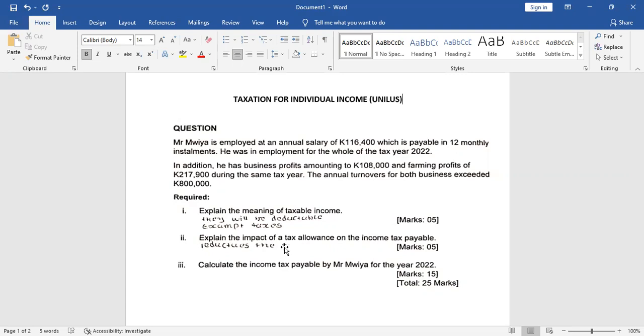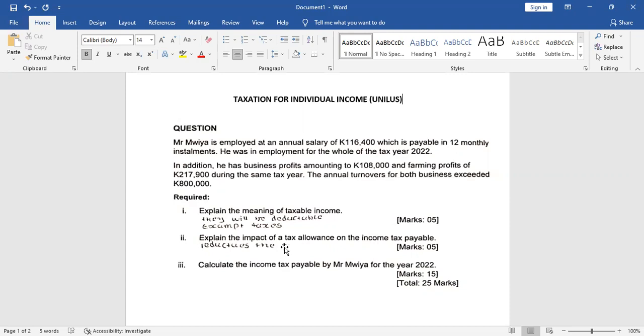Mr. Muya is employed at an annual salary of 116,400, which is payable in 12 monthly installments. He was in employment for the whole of the tax year 2022. In addition, he has business profits amounting to 108,000 and farming of 217,000 during the same tax year. The annual turnover for both businesses exceeded 800,000.